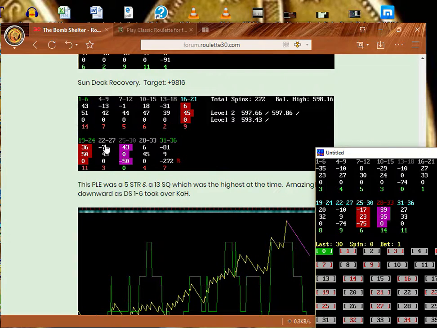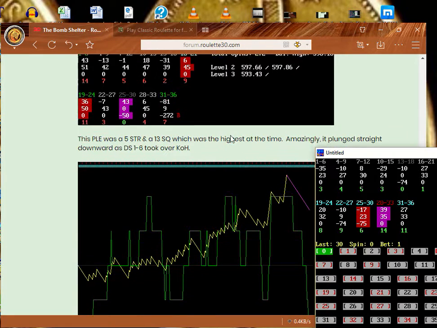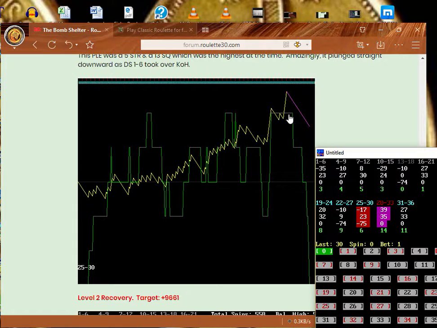This move right here, it was double street 1 to 6 and double street 25 to 30. 25 to 30 did this move right here. It was at a 5 PLE. Okay, and it stayed there. It was a strong selection. It had real strength and it just kept going, and I kept betting it, and then it came down and then it kept going. These gaps, this line shows the length of spins before these numbers are dropping off. And then finally, it just came all the way down. It was amazing.